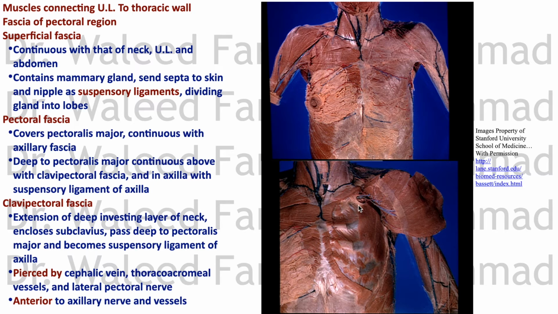This is the clavipectoral fascia, pierced by the cephalic vein on its way to the axillary vein, the thoracoacromial vessels, and the lateral pectoral nerve. These are the structures that pierce the clavipectoral fascia. It's anterior to the axillary nerve and vessels.